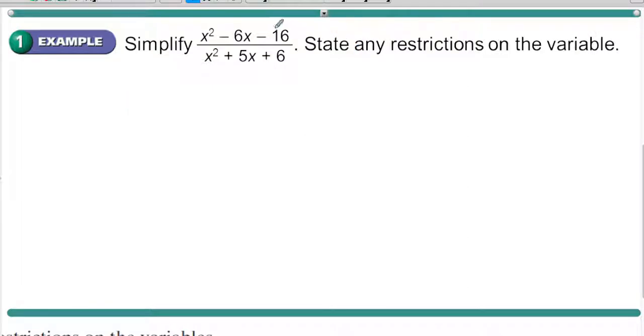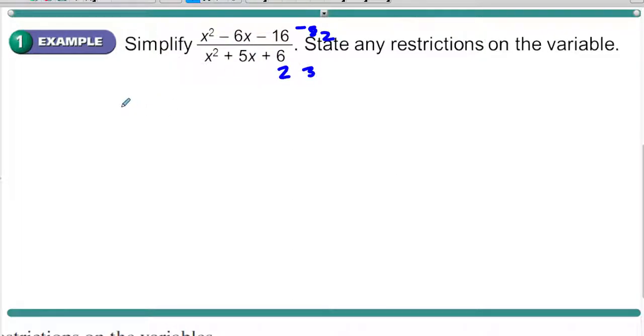So take your C value, in this case negative 16, and are there factors of negative 16 that would give you a negative 6? In this case it would be negative 8 and 2. And then for the 6, we could either have 1 and 6, or 2 and 3. Be careful to not do 1 and 6 because this is plus, so that means they have to have the same sign. So you're going to go with 2 and 3 on this one.